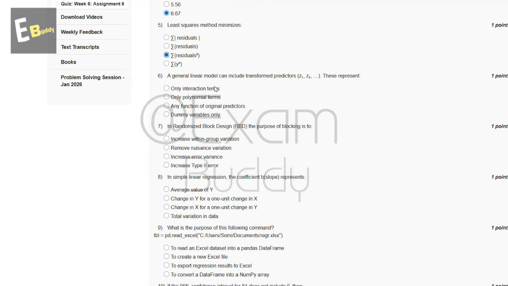And now let's go to our question number 6. A general linear model can include transformed predictors z1, z2. These represent, so these are the options, and the answer of our sixth question is C, any function of original predictors.